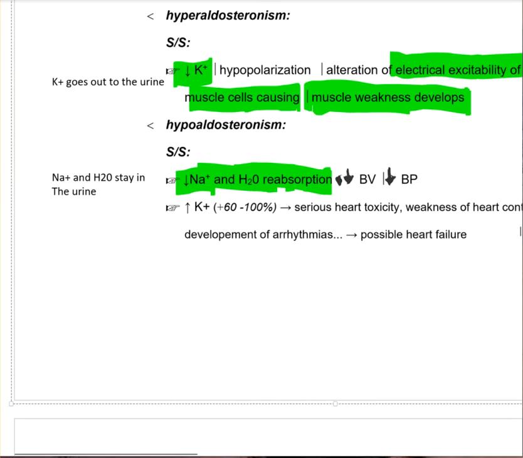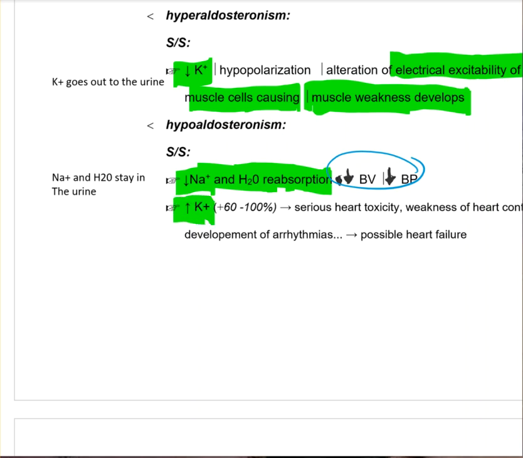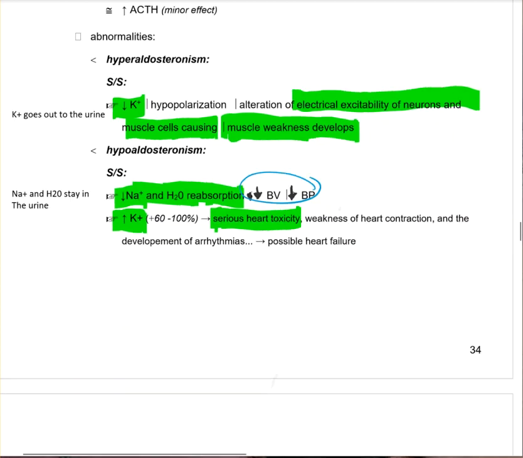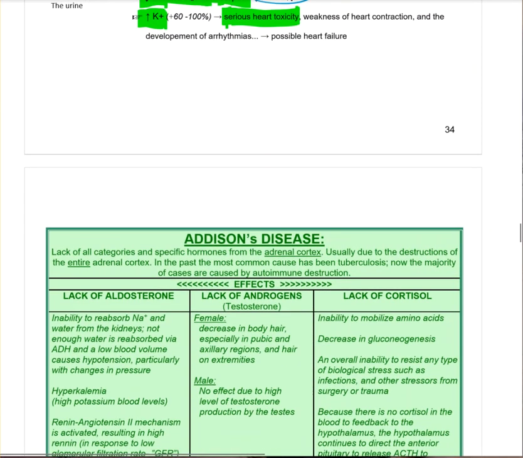then we're going to have low blood volume and low blood pressure, right? It will also then mean that we'll get a lot of potassium staying in the blood instead of getting rid of some, and that can cause serious heart toxicity, okay, and can lead to heart failure. All right, so that one was long because aldosterone does so many different things, and we've already learned a little about it, so we wanted to cover that one in detail.